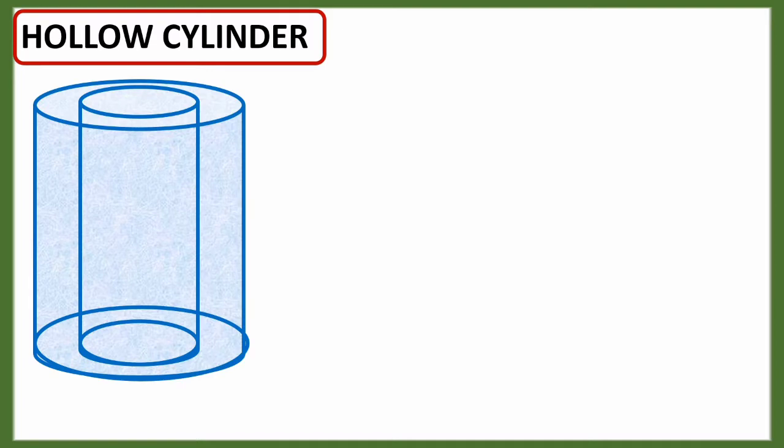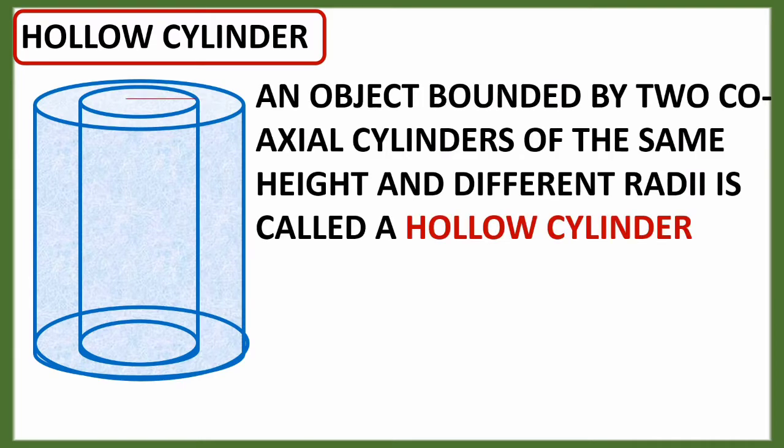Hollow cylinder. See this diagram. This type of cylinder is called a hollow cylinder. The definition: an object bounded by two coaxial cylinders of the same height and different radii is called a hollow cylinder. Simply we say a hollow cylinder is a cylinder which is vacant from inside and has some difference between the internal and external radius. I think you can easily understand the definition.